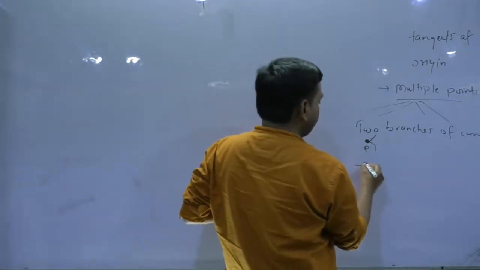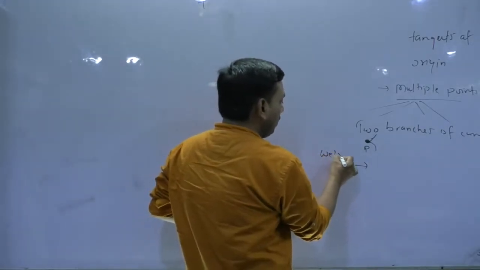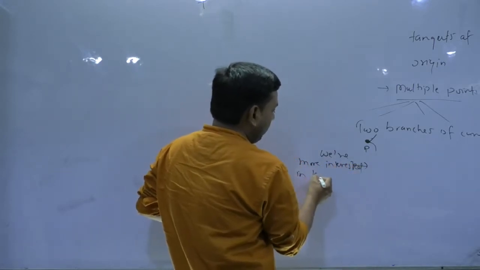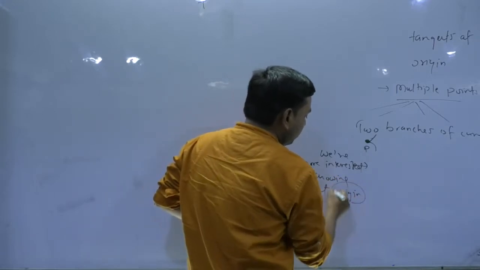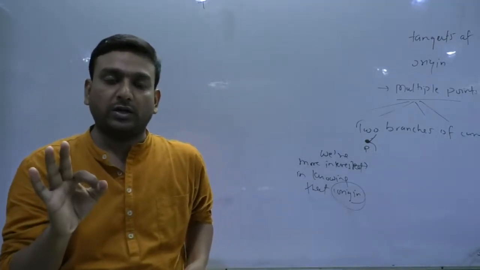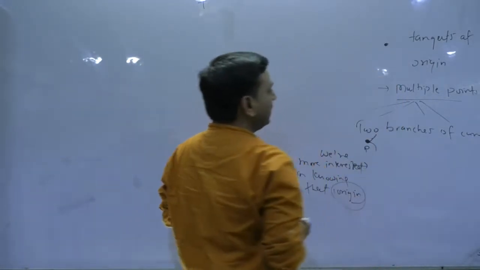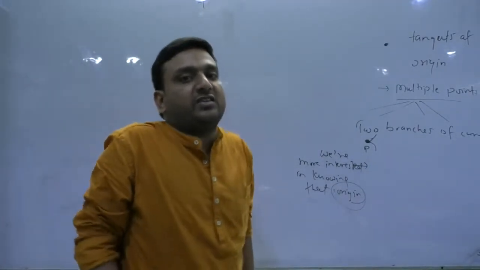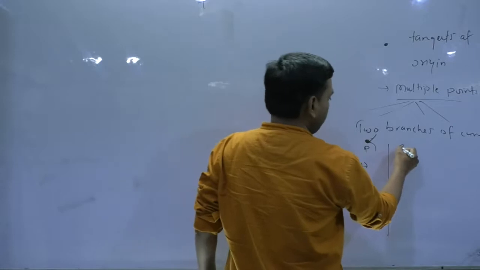Here in the curve tracing part, please notice that we are more interested in knowing whether the origin itself is a double point or not. I'm repeating again, whether the origin itself is a double point or not. Clear? So in the case of tangents at the origin, we are basically verifying whether the origin is a double point or not.